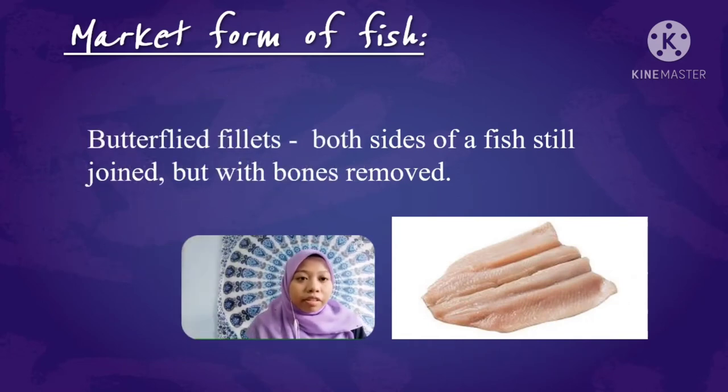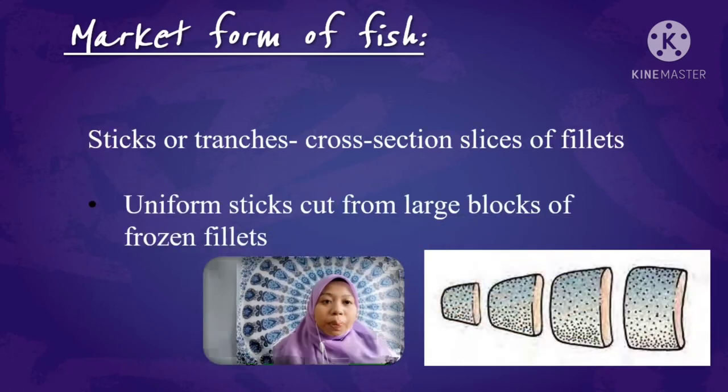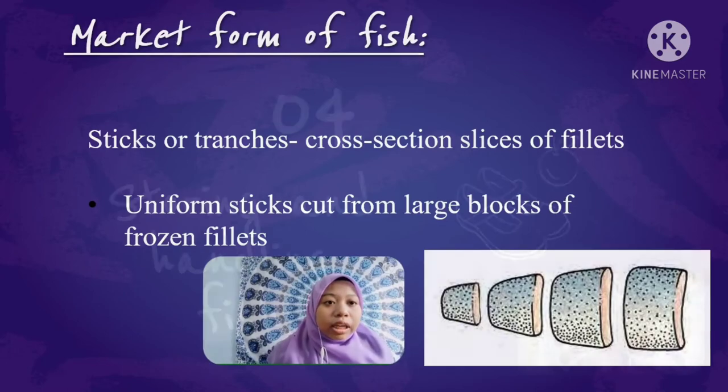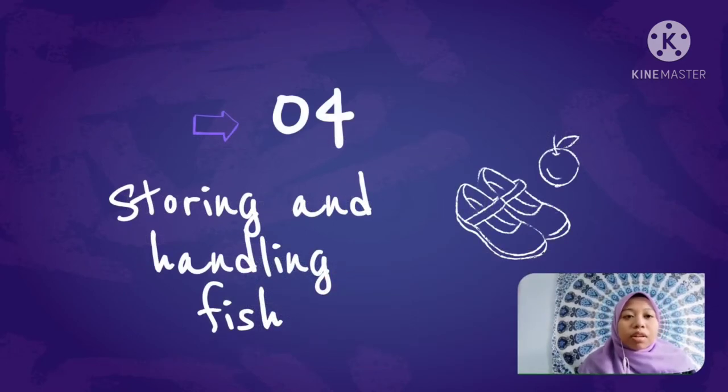Next is butterfly fillet. Both sides of a fish still joined, but with the bone removed. Lastly is steak or tranche, a cross-section slice of fillet, a uniform steak cut from a large block of frozen fillet. Next, I will explain about handling and storing the fish.